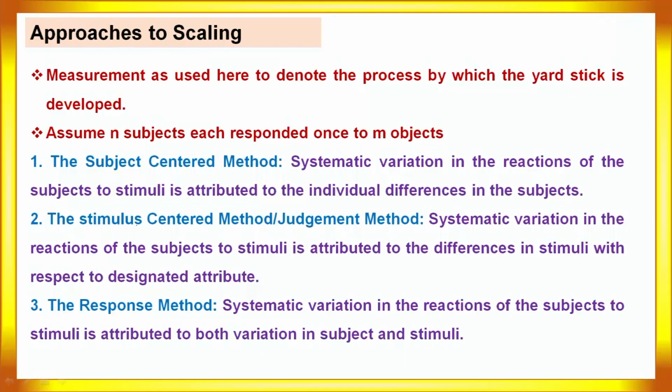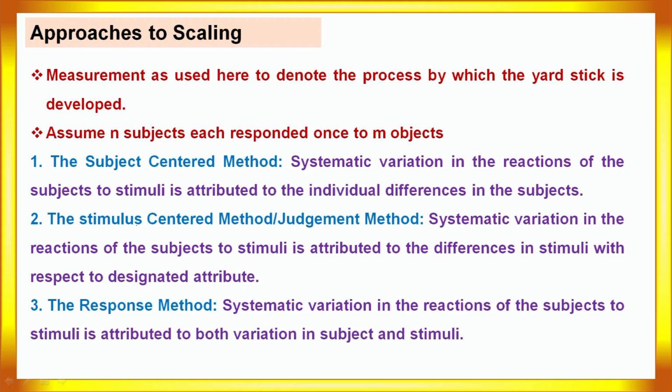The second type of scale development is the stimulus centered method or judgment method. The first was the subject centered method, where differences in response to the different questions are because of individual differences. The second method says that the systematic variation in the reaction of the subject to the stimuli, again meaning the questions, can be attributed to differences in the questions themselves in terms of the designated attributes, meaning each statement represents a different aspect of the construct being measured. It will be clearer when we come to the different types of scale based on this.